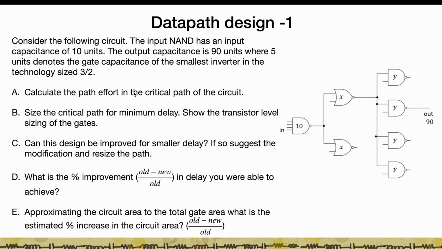You're asked to calculate the path effort in the critical path of the circuit, size the critical path for minimum delay, and show the transistor level sizing of the gates. Can this design be improved for smaller delay? If so, suggest the modification and resize. What is the percentage improvement in delay you're able to achieve? Assume approximating the circuit area to be the total gate area. What is the estimated percentage increase in the circuit area you're getting?